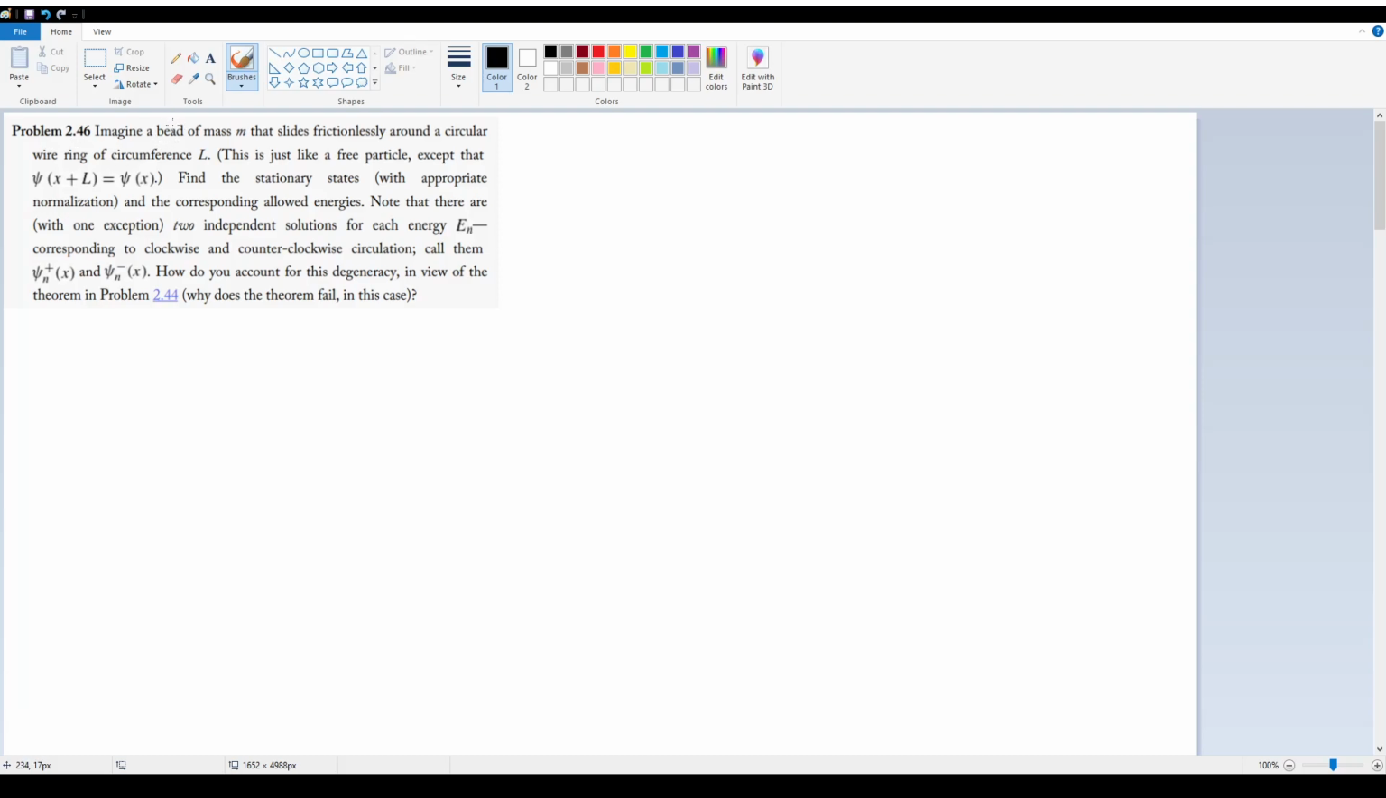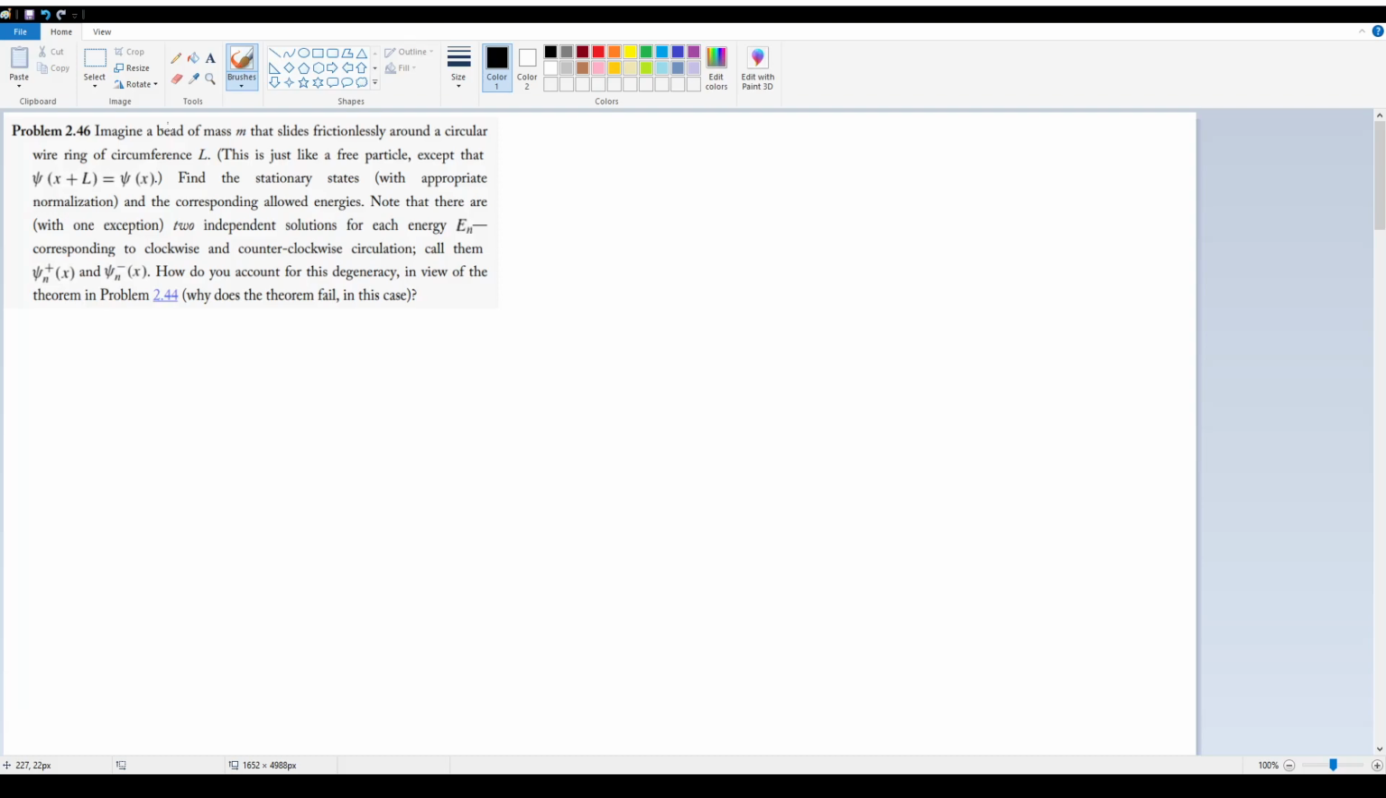So we're told to imagine a bead of some mass m that's sliding frictionlessly around a circular wire ring with some circumference L. And we're told that this is basically exactly the same as a free particle since it's sliding frictionlessly, so V is equal to 0. The only exception is that we have this boundary condition, which is that psi of x plus L has to equal psi of x. We're told to find the stationary states with proper normalization, along with the corresponding allowed energies.